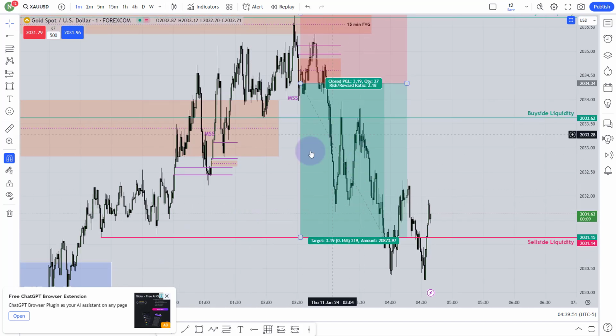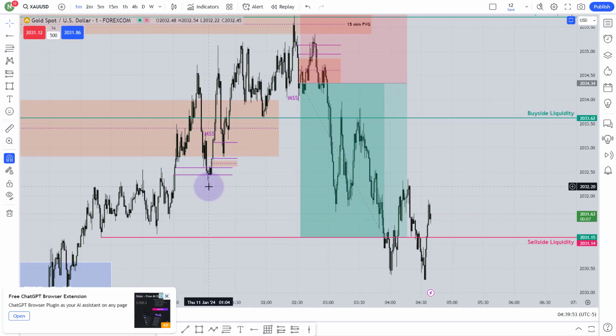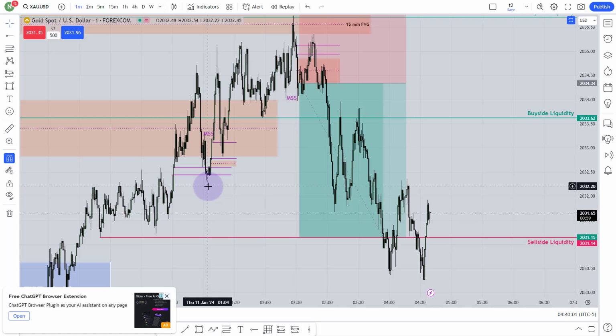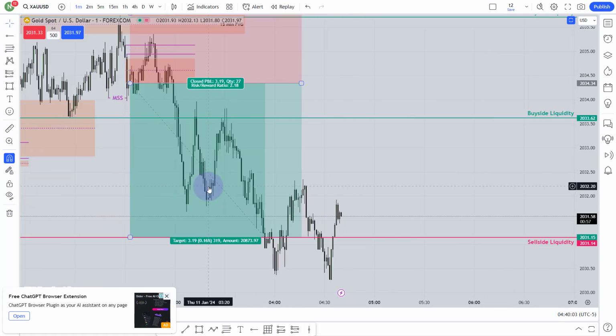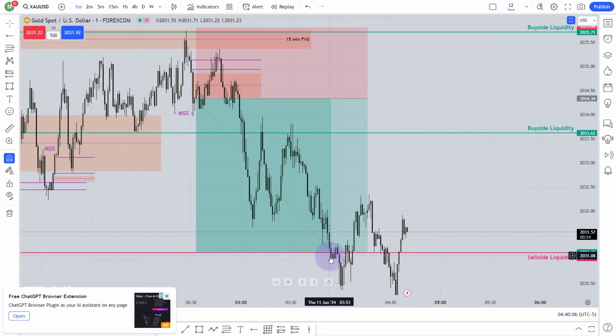I have extreme liquidity over there, so this is not my extreme one. I can easily hold my trade until here. Maybe I will take a partial when market comes below that low. Okay, when it comes below that low, that is the perfect place for taking the partial. So maybe I will take a partial over there, and you can see this worked perfectly.